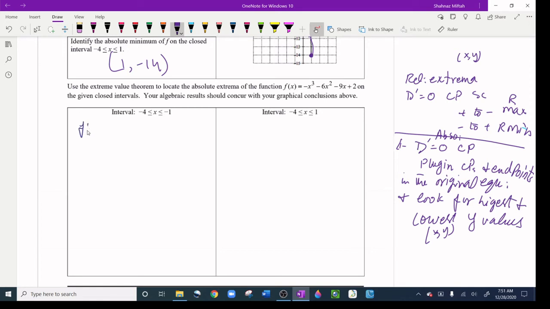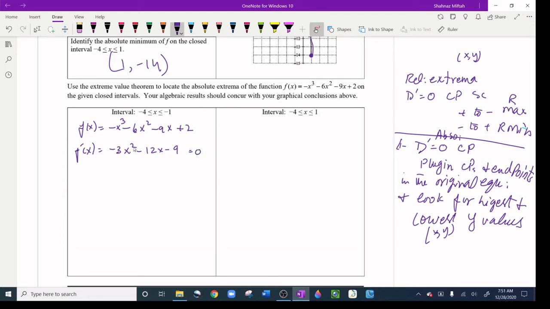So my function is f of x equals -x cubed minus 6x squared minus 9x plus 2. I'm going to take a derivative of that: -3x squared minus 12x minus 9. Then I'm going to make it equal 0.